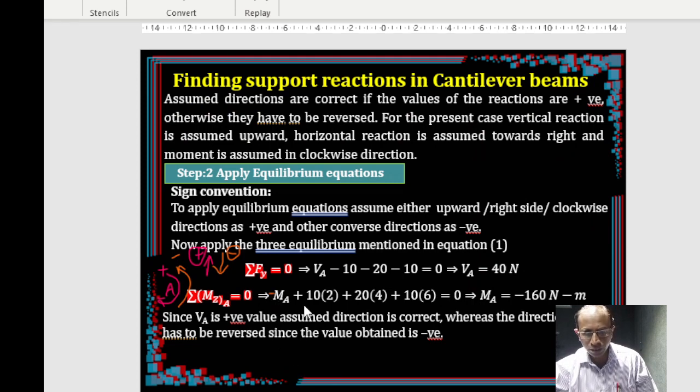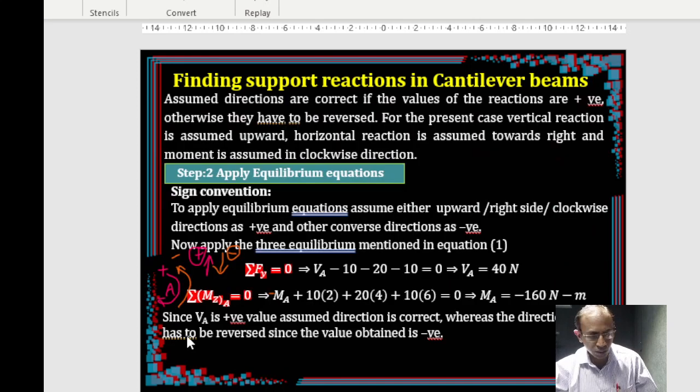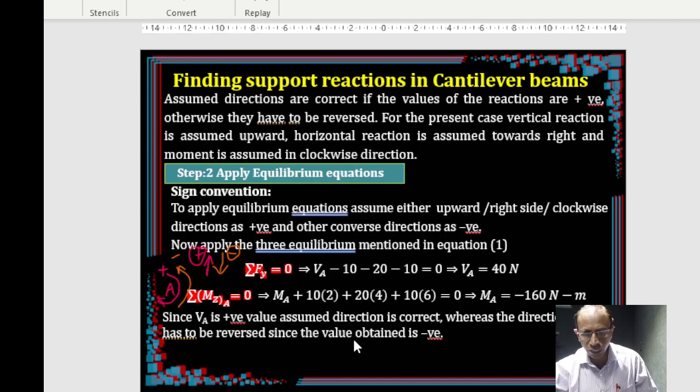And what direction is it? This is clockwise. Therefore it is positive. We don't have to put negative, right? All are positive only. MA positive, 10 times 2 is positive, 20 times 2 is also positive, 10 times 2 also positive, all positive. So you got MA equal to minus 160.